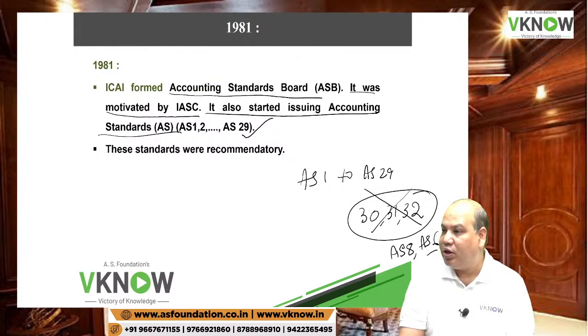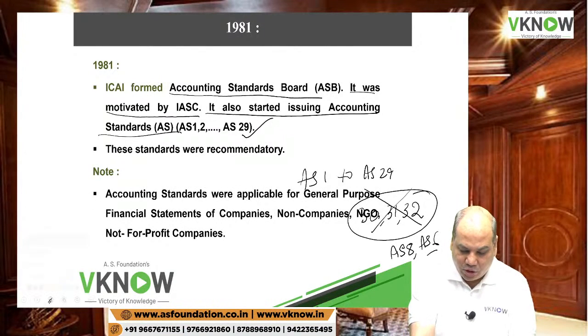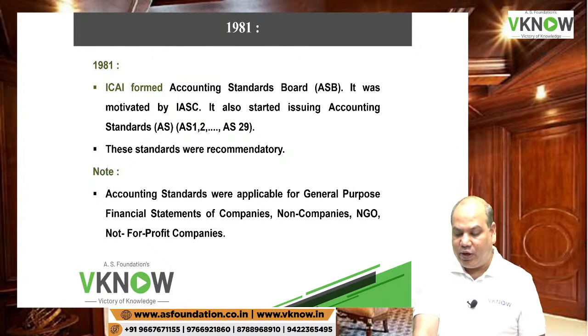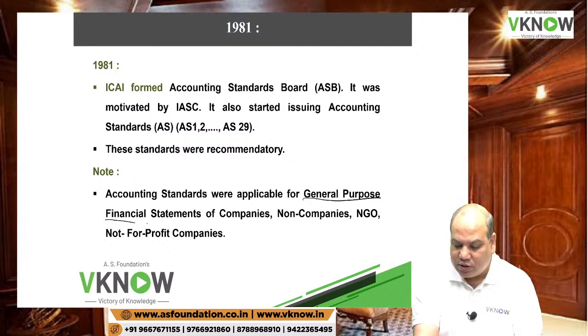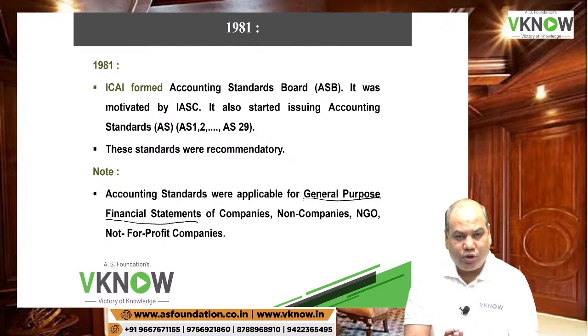Initially these standards were recommendatory. Initially accounting standards were recommendatory. Accounting standards were for application to general purpose financial statements of companies. So AS was issued for which type of financial statement? General purpose, that means not customized, not as per the specific need of the user. If you go to a bank, they may ask you for information in some format. So it was not like that. It is general purpose. So users cannot demand a particular way of presentation, the same format is applicable for all the users.